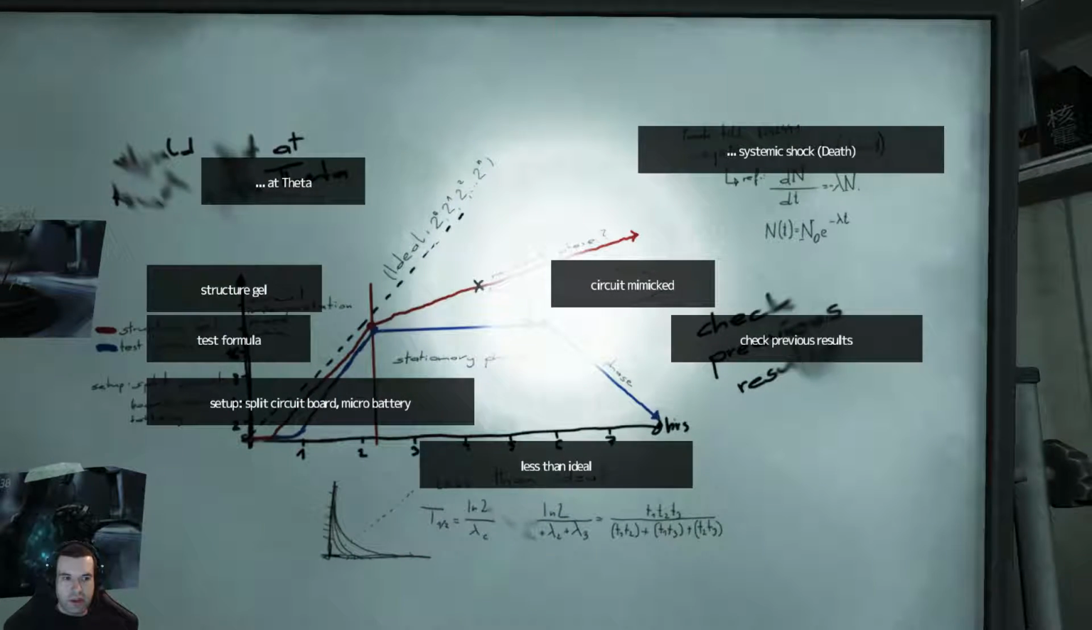At theta, structure gel, test formula. Set up split circuitry board. Micro battery, less than ideal. Circuit mimicked, check previous results. Systemic shock, death.